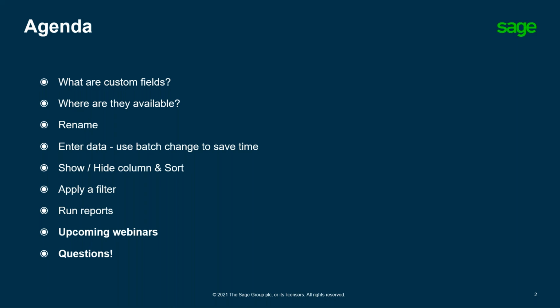That's a really useful tool if you have that light bulb moment as to how you could use it. You can use batch change to flag that setting within multiple records simultaneously, so that can be a good time saver as well. We can show you how you can show or hide columns and also sort on that, how you can then apply your filters, and how you can then run reports with a filtered list applied.